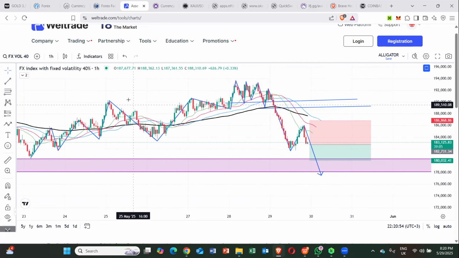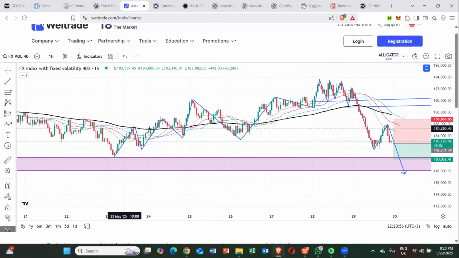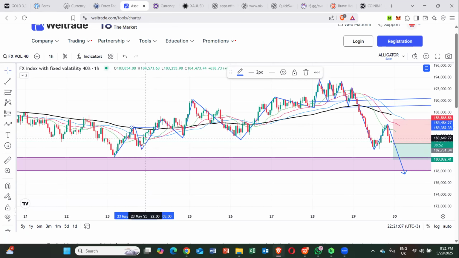So now let me show you break of structure. This is a trend continuation. This was the high created before this low, and this impulse move broke this high. So this is a break of structure.